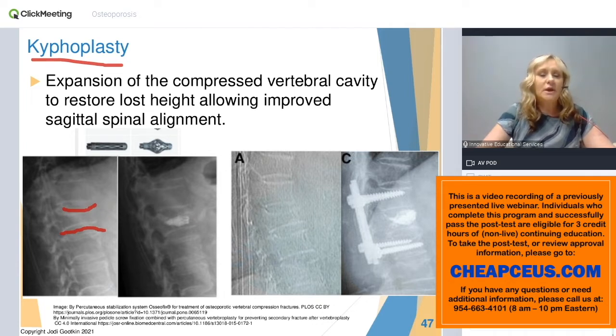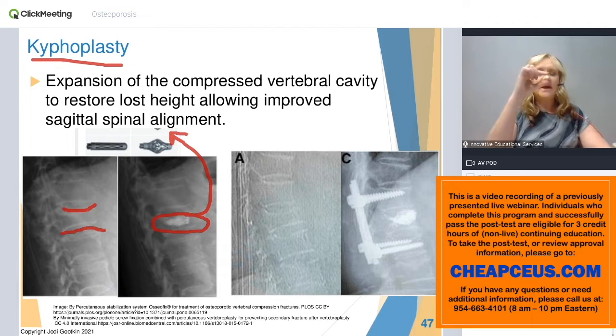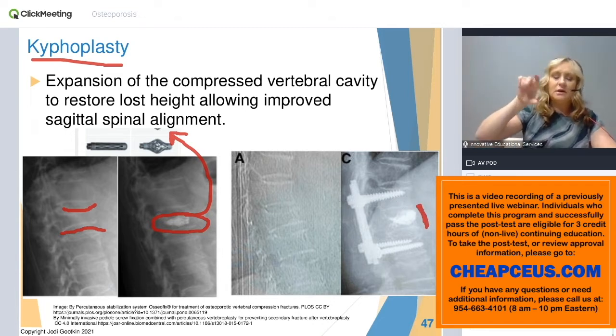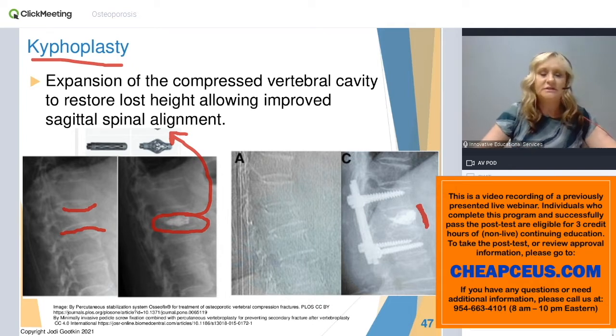The physician went in, and in this area that I'm circling, they implant this little metal device that when they push it together, it expands out and it'll help raise up that vertebral body. And on the right-hand side here, we can see restored height of that vertebral body. And this physician also went in and did some pedicle stabilization for that individual.